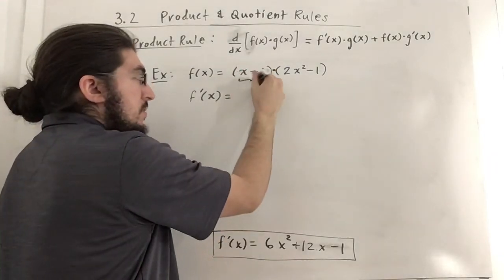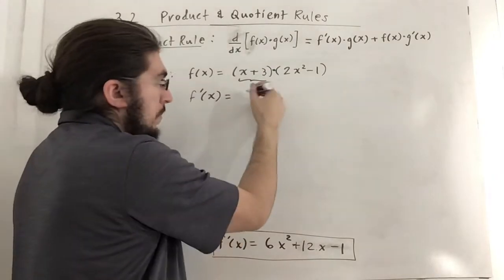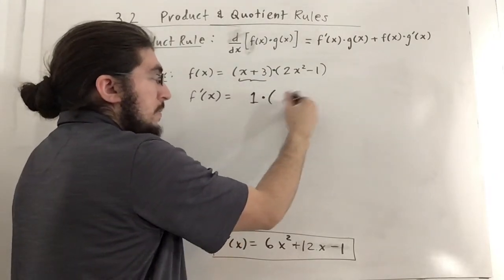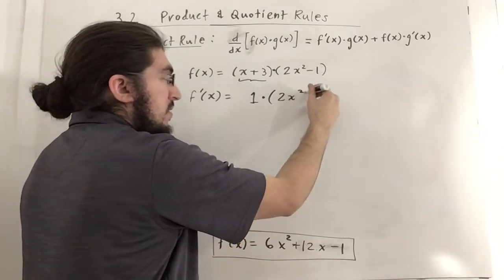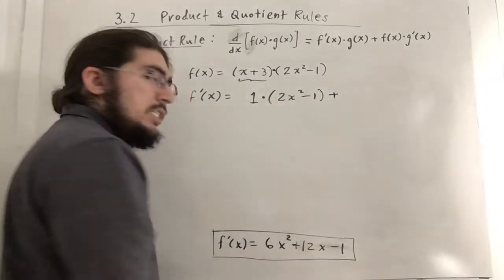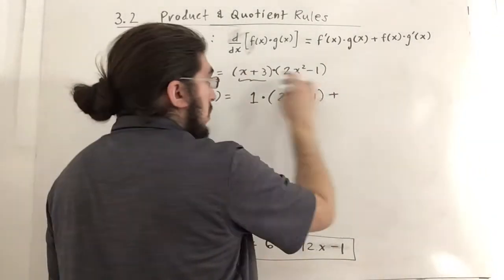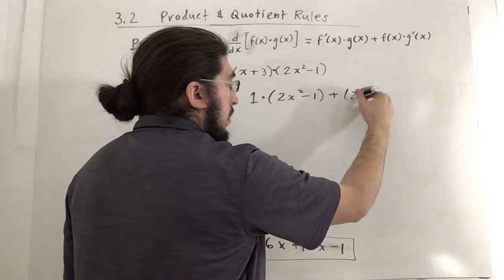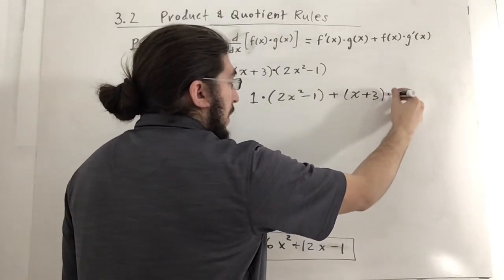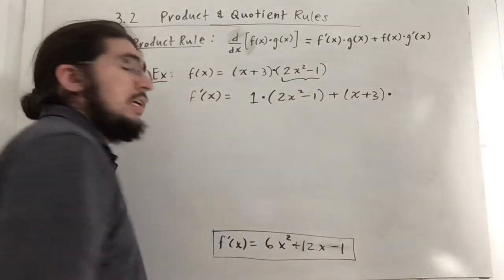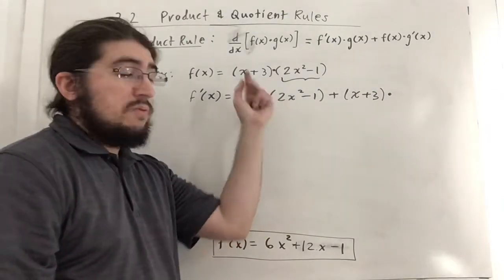Derivative of the first, derivative of x plus 3 is just 1 plus 0, so that's 1, times regular of the second, so leave this one alone, plus regular of the first now, so now leaving x plus 3 alone, but then multiplying that by derivative of the second. Derivative of 2x squared is 4x.